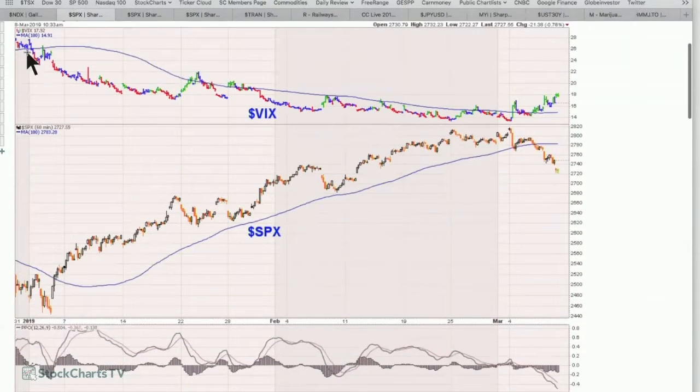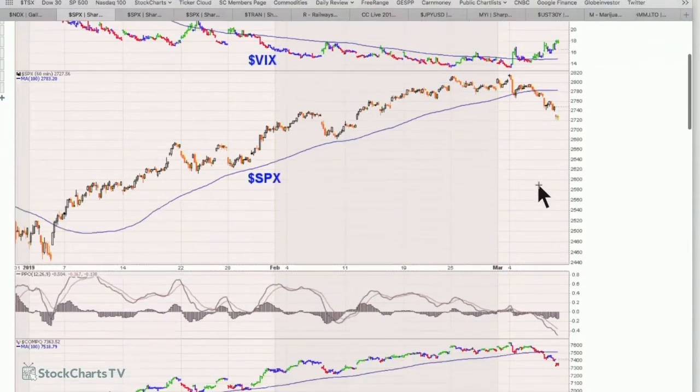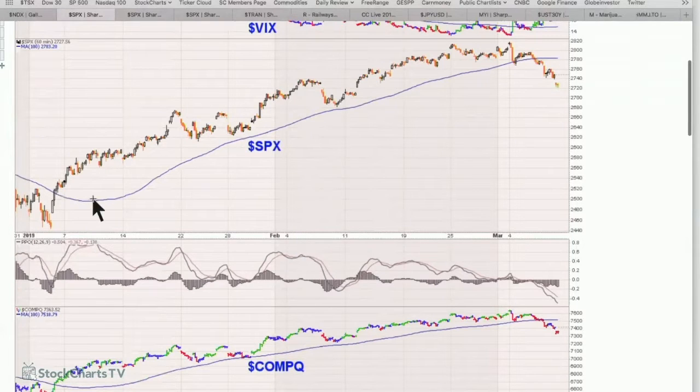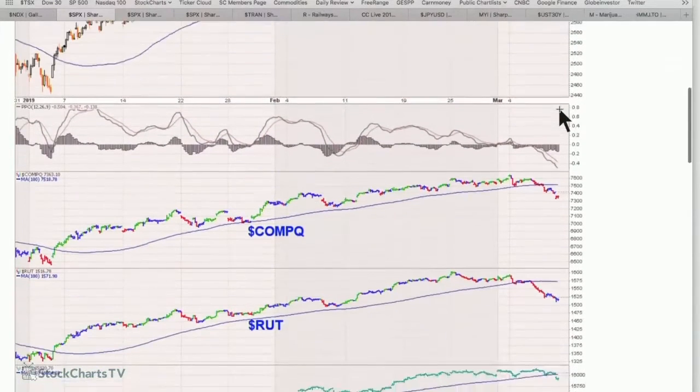So here's roughly the 20-day moving average on the VIX, and you can see we're kind of breaking out to the upside. Here's the S&P 500, and you can see that we have been supported by this all the way through until earlier this week, and now we're breaking down through that level.